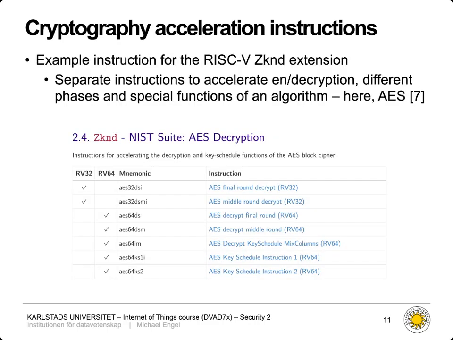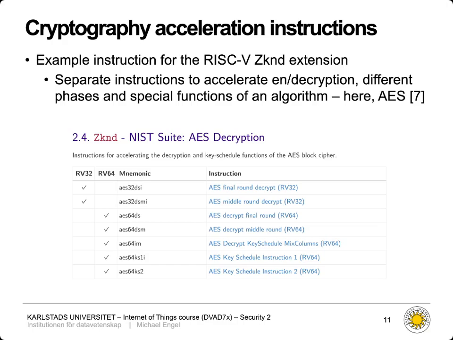So here's an example for the ZKND extension. As you see, we have separate instructions here for decrypting AES. These accelerate encryption and decryption itself. They support different phases of the AES algorithm and also special functions of the AES algorithm.